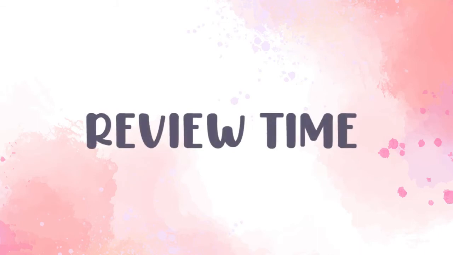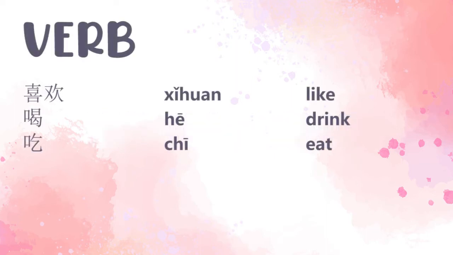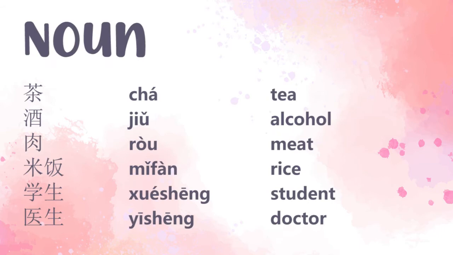So before we finish today's class, let's review some of the new vocabularies that we learned today. 喜欢, 喝, 吃, 茶, 酒, 肉, 米饭, 学生, 医生.